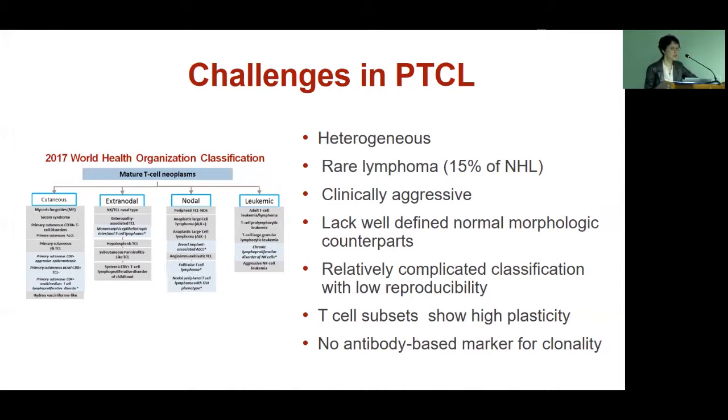In addition, T-cell subsets show a lot of plasticity, and so the immunologic biomarkers that are available might not be as straightforward as what we have used for the B-cell counterparts. And importantly, in contrast to kappa and lambda, there are no reliable antibody-based markers to detect whether there's a clonal T-cell population. All of these contribute to making the diagnosis of peripheral T-cell lymphomas quite a challenge.